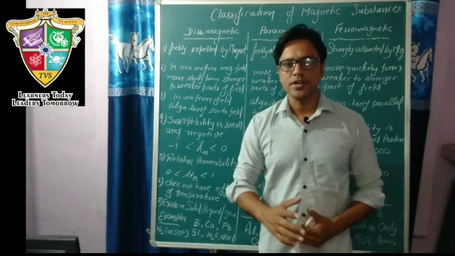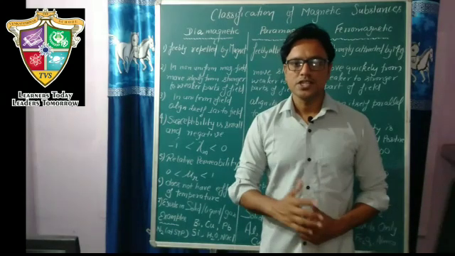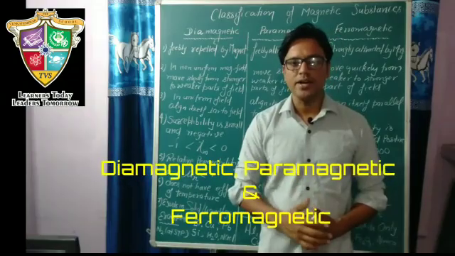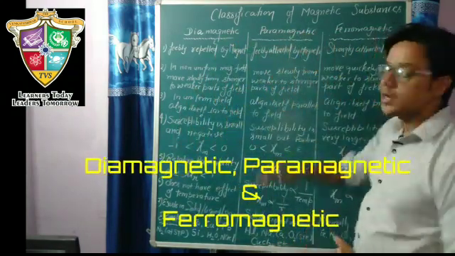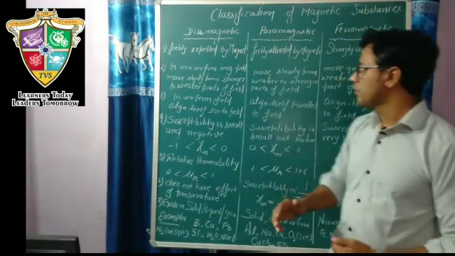Today we will discuss different types of materials on the basis of their magnetic properties. Students, substances are classified into three categories: diamagnetic, paramagnetic and ferromagnetic, and we will discuss the properties of these three one by one.